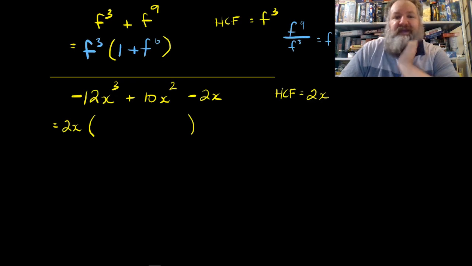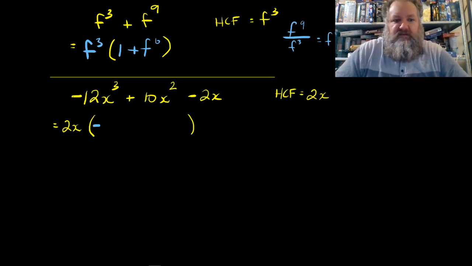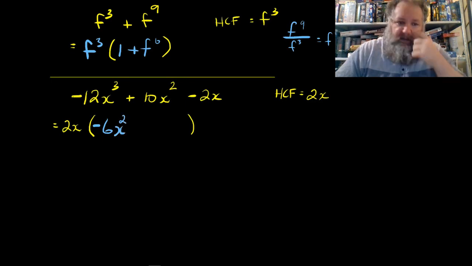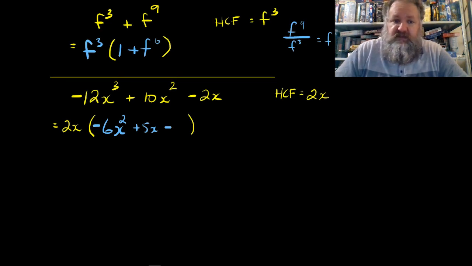Negative 12x cubed divided by 2x. Well, if I'm dividing a negative by a positive, my answer will be negative. 12 divided by 2, so we do the numbers first, that will just be 6. x to the power of 3 divided by x will be x squared. Next one, positive 10x squared divided by 2x, that will just end up being 5x. And then negative 2x divided by 2x, that'll just be negative 1. That's all that I'll have left.